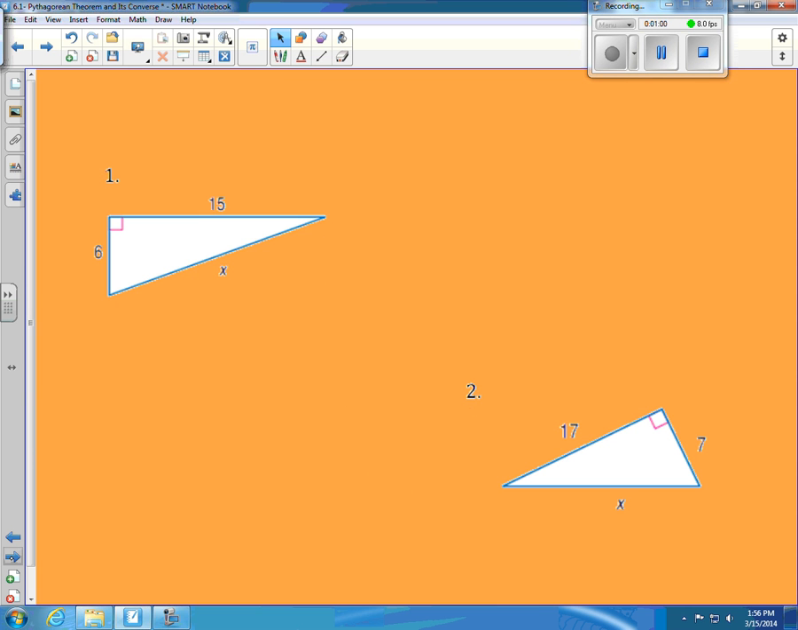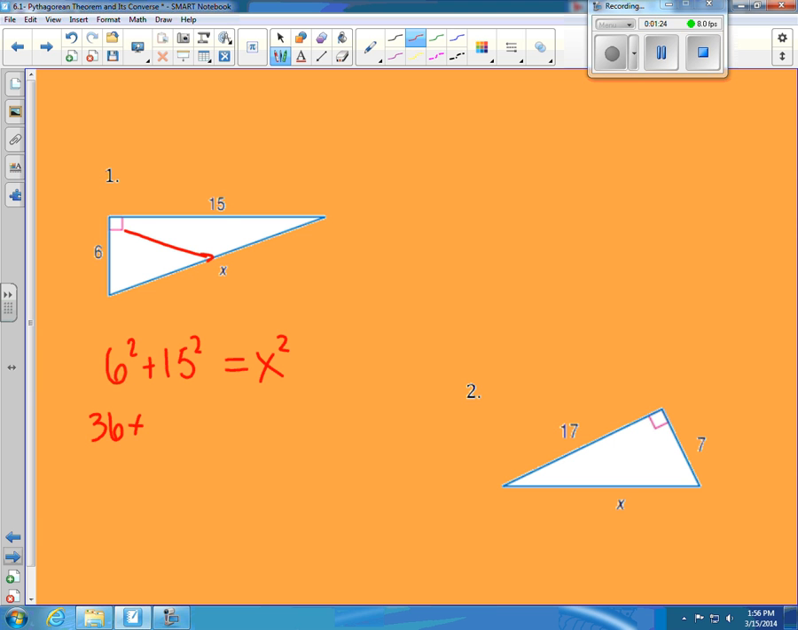Okay, so let's just practice our Pythagorean theorem. Looking at number 1 here, we have 6, 15, and x for side lengths. Our 90-degree angle, the one across from that, is our x. So that's going to be our c squared. Then it doesn't matter the order that we put our 6 and our 15 in, because it's addition. 6 squared gives us 36 plus 15 squared, which is 225, equals our x squared. We're going to add those to get us 261 equals x squared.